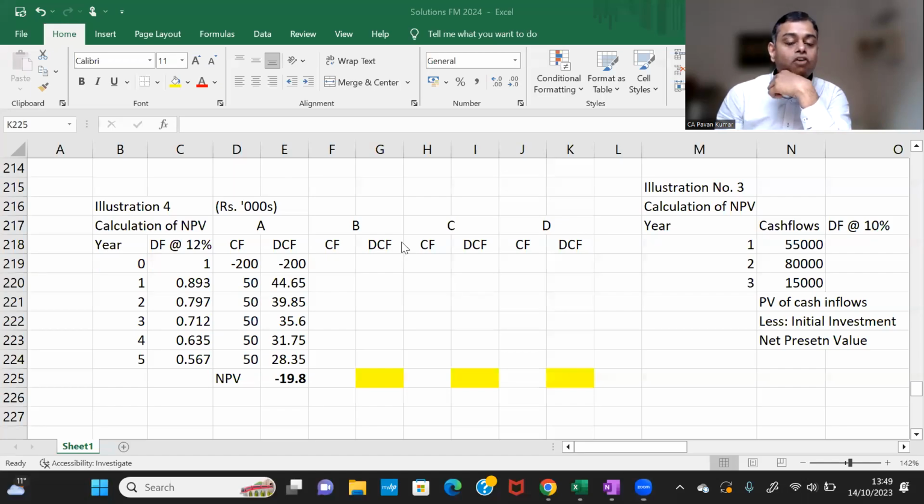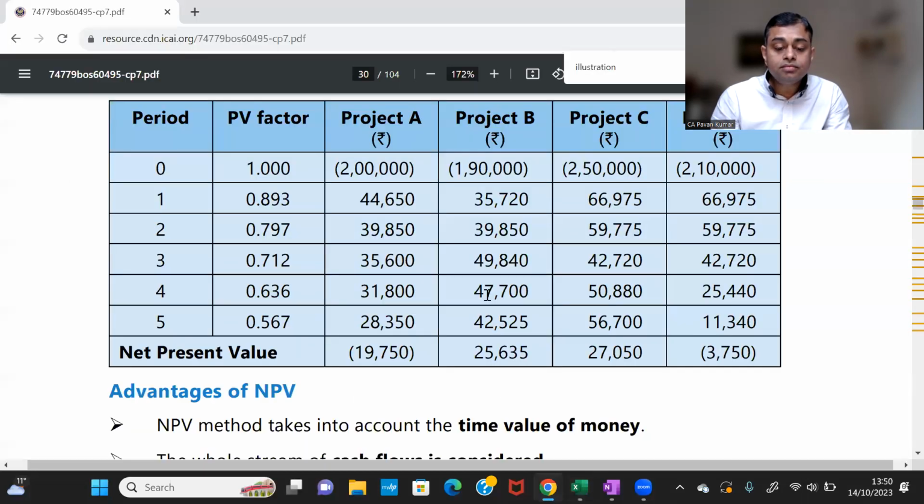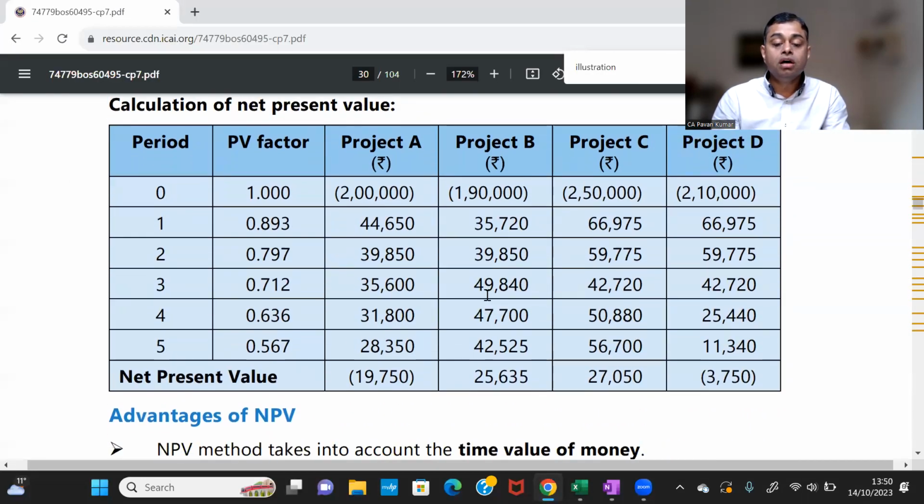So guys, what about B, C, and D? Check if you have got these answers. These must be the answers. So 19,750, we have taken rupees in thousands, so there might be rounding off. This is 19.750; for us, it should be 19.8. Nothing wrong if you're doing the problem in thousands, you can do that. Okay. And then it should be 25.6. It should be 27.05. It should be minus 3.75.